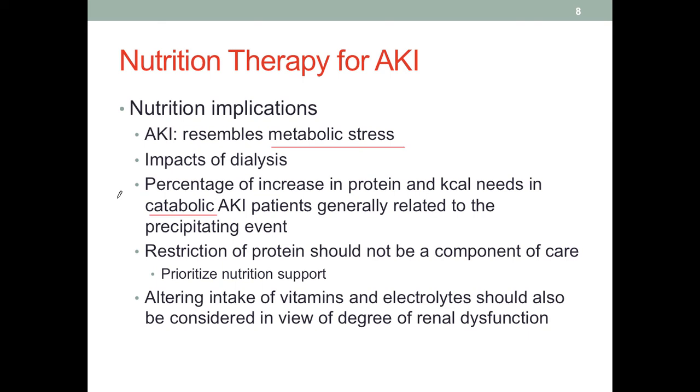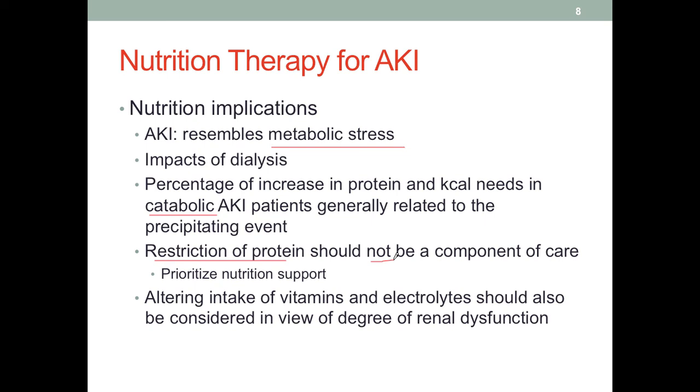Based on the current practice guidelines for AKI patients, protein restriction is not a component of care. So this is different from chronic renal patients where we closely monitor protein intake, especially in CKD stages 3 and 4. We really need to reduce down to a little bit of protein intake to the level slightly below adult DRI. However, for these acute patients, it is not a component of care.